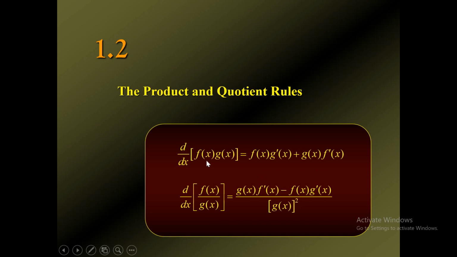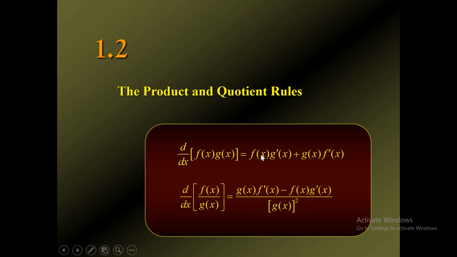Product means I have two functions f and g. Between them there is no sign, which means there is a multiplying operation. So the derivative of f(x)g(x) with respect to x means I'm going to find the first derivative of the product of two functions. Between them there is a multiplication operation.